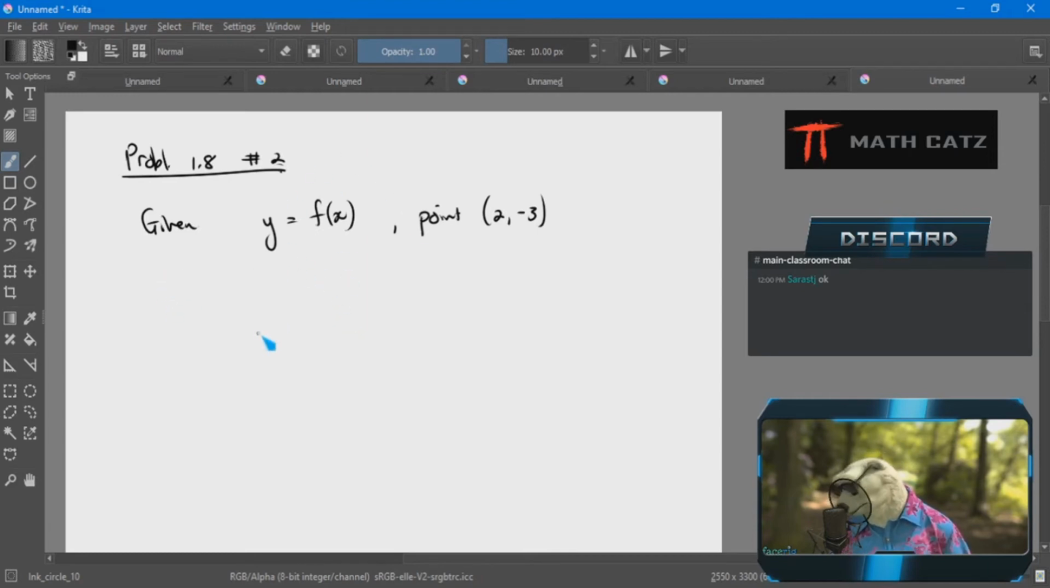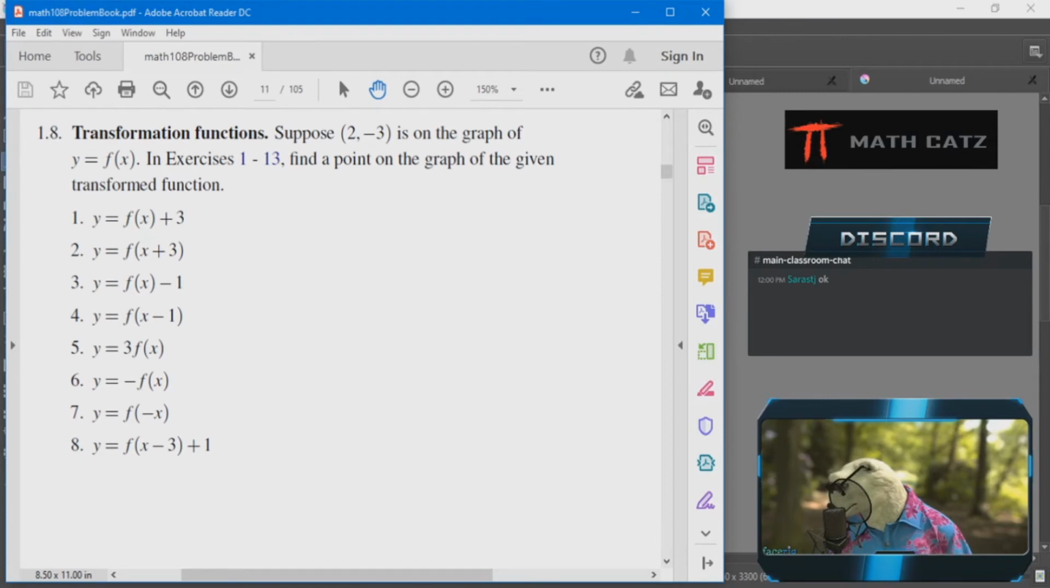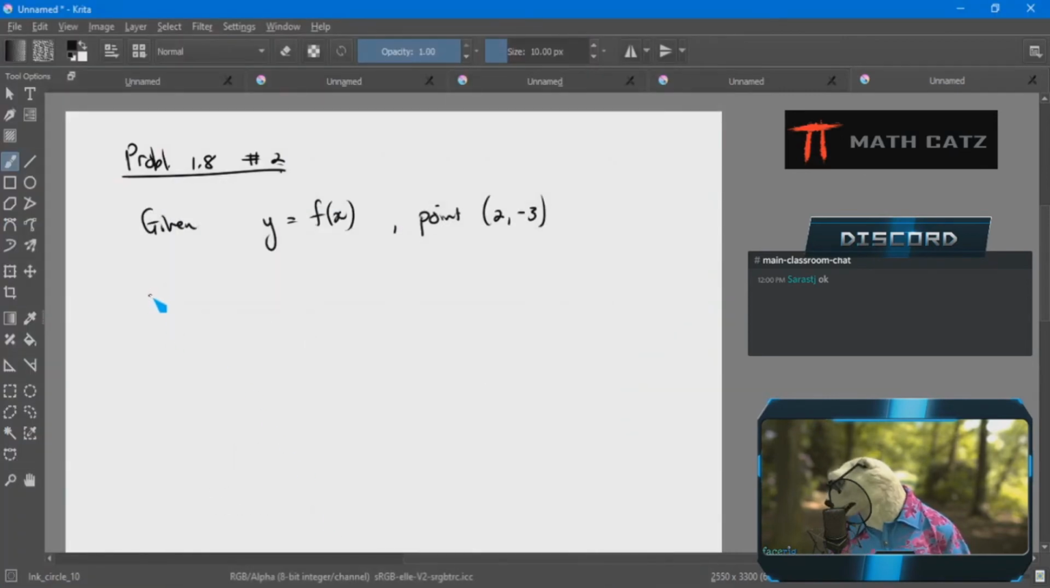So here I just have a function. Don't know what it is. In number 2, I want to evaluate. So let's say it like this to make it consistent with the other one. I start with my function. Let's just see that function before we transform it.